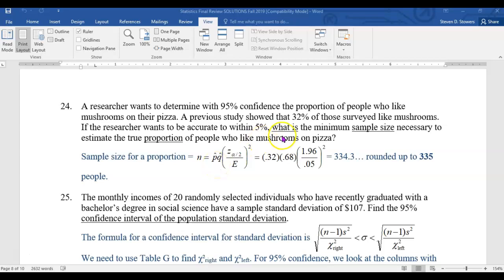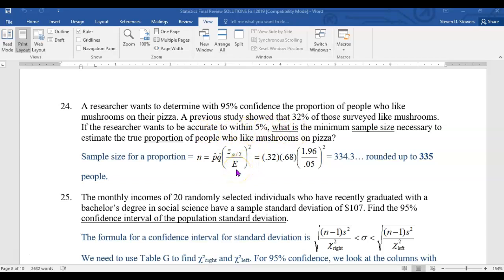The p hat is the proportion from the previous study, 32% or 0.32. The q hat is 1 minus that, so 0.68. The z sub alpha over 2 for a 95% confidence level would be 1.96. And the E, the margin of error, well, we want to be accurate to within 5%.